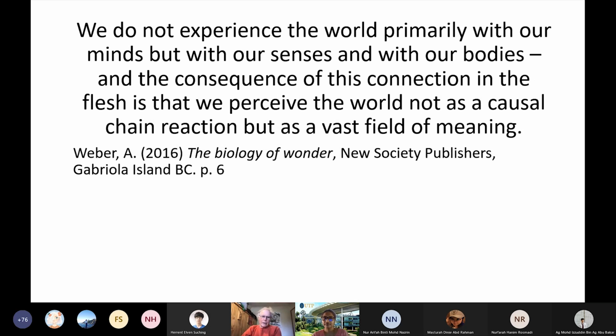Now, this is a quote from a lovely writer called Andreas Weber. It's a German writer. He says, "We do not experience the world primarily with our minds, but with our senses and with our bodies. And the consequence of this connection in the flesh is that we perceive the world not as a causal chain reaction, but as a vast field of meaning." And here we have a very simple observation. The assumption is that we are an intelligent species, and we use our intelligence to make sense of the world and to arrive at decisions.